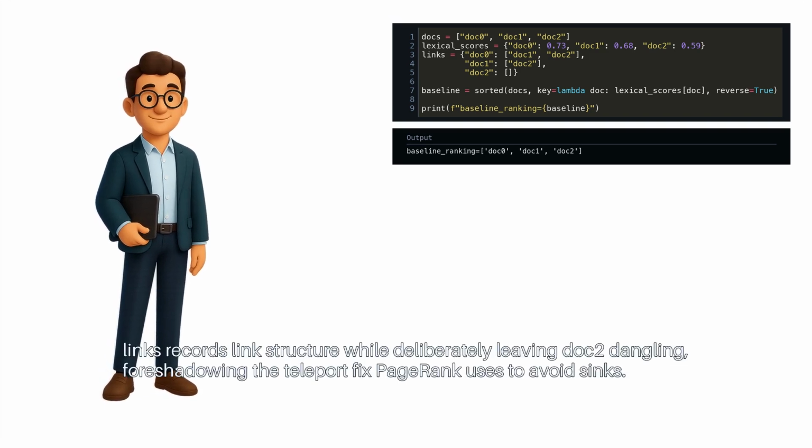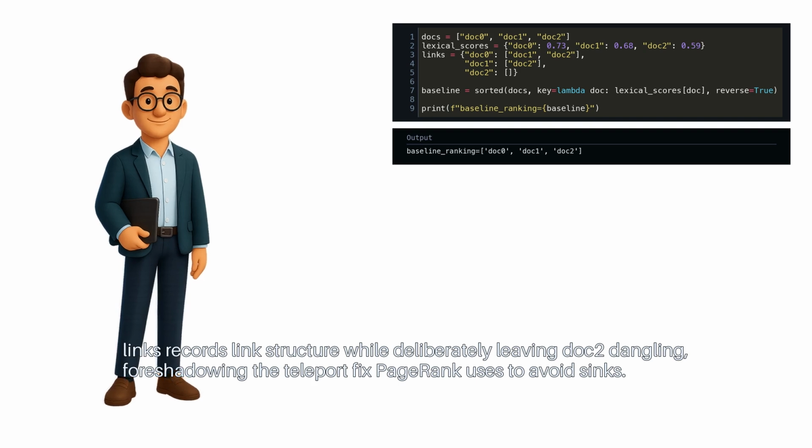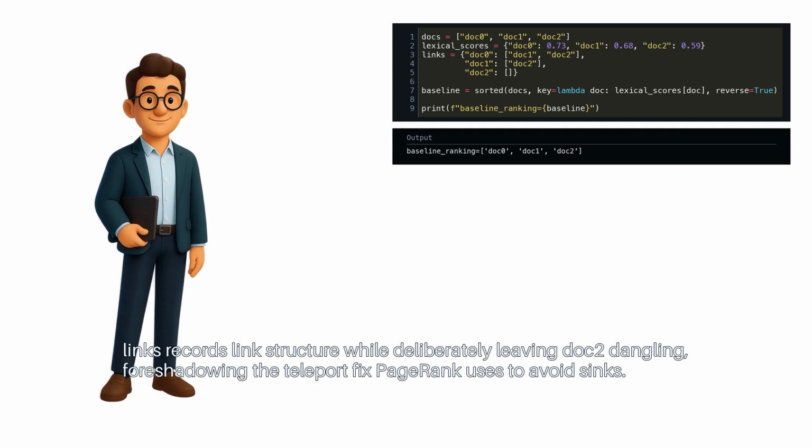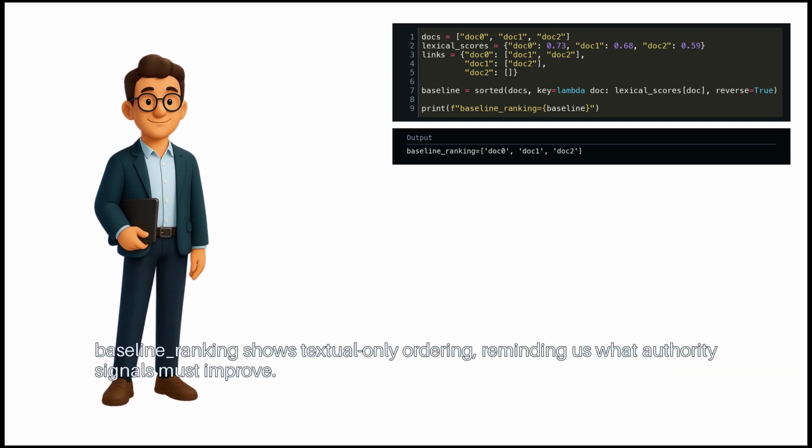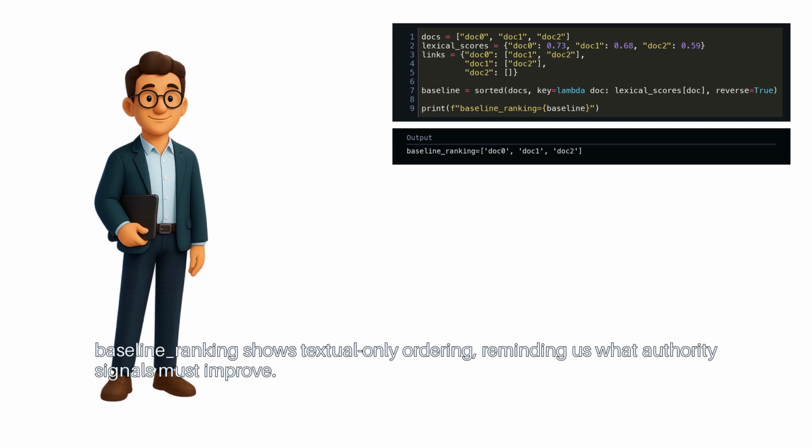Links records link structure while deliberately leaving doc2 dangling, foreshadowing the teleport fix PageRank uses to avoid sinks. Baseline ranking shows textual-only ordering, reminding us what authority signals must improve.